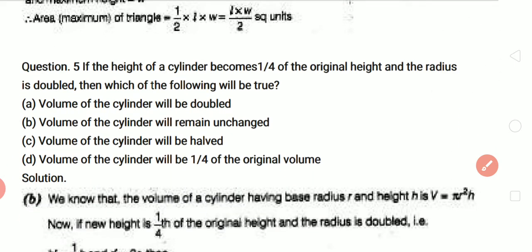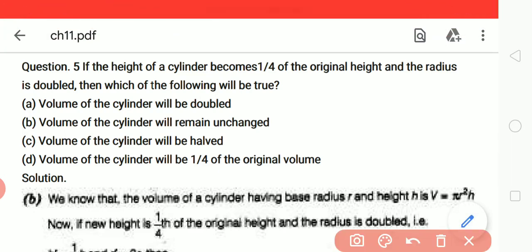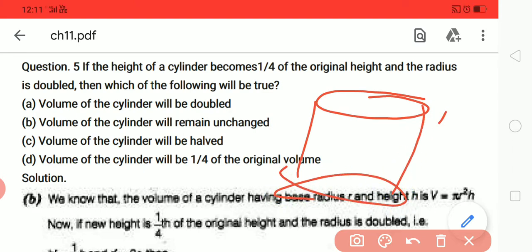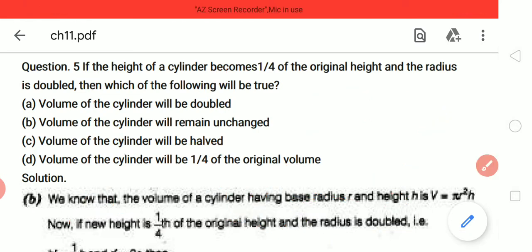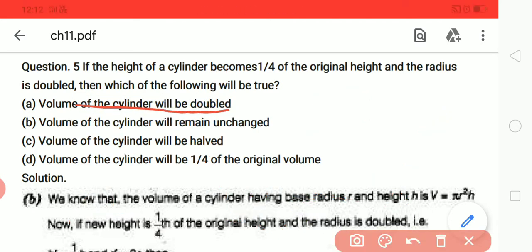Question number 5. If the height of the cylinder becomes 1/4 of the original height and the radius is doubled, then which of the following is true? You are given a cylinder, and the height becomes 1/4 of the original height. If the height is h, it becomes h/4, and the radius, if it was r, becomes 2r. Now what will be the difference? The volume of the cylinder will be doubled? So let us check by finding the volume of both.